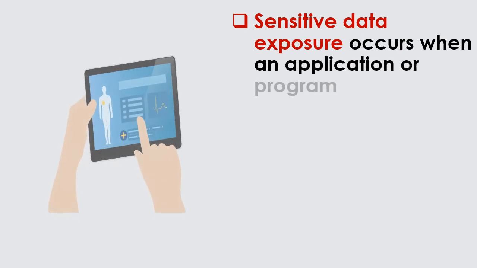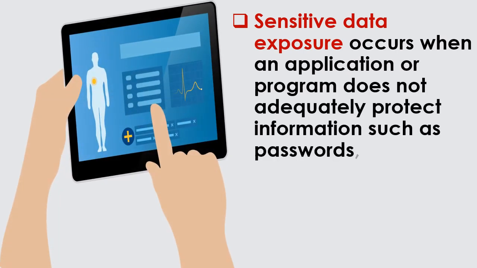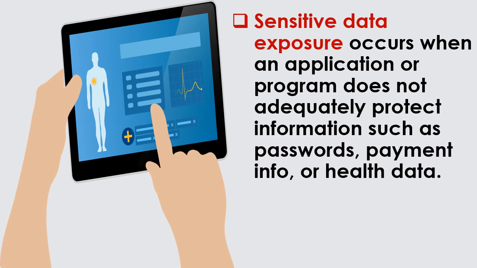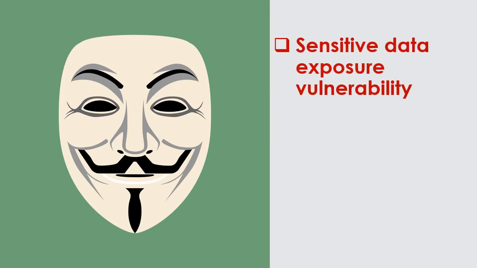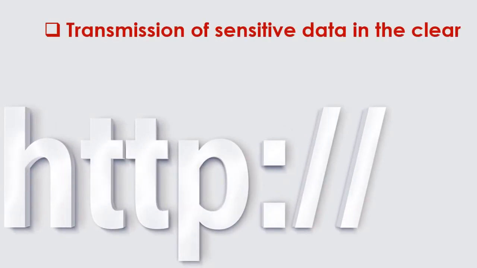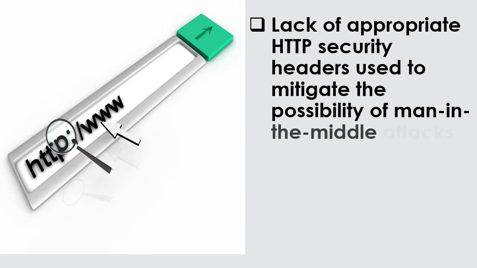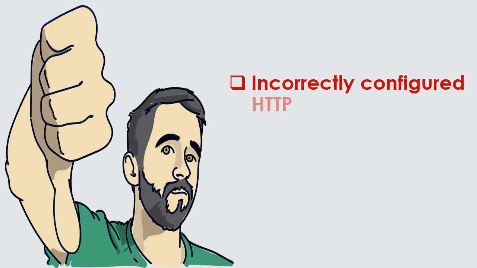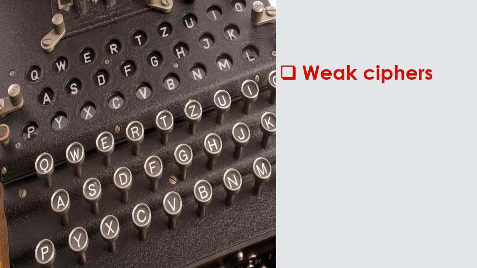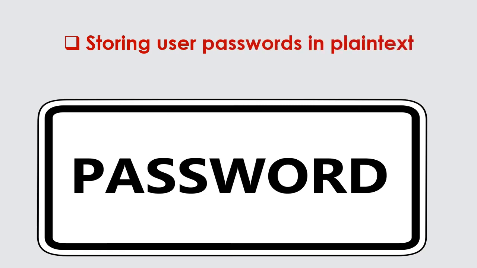Sensitive data exposure occurs when an application or program does not adequately protect information such as passwords, payment info, or health data. Sensitive data exposure vulnerabilities: transmission of sensitive data in the clear. Lack of appropriate HTTP security headers used to mitigate the possibility of man-in-the-middle attacks. Incorrectly configured HTTP headers. Weak ciphers. Storing user passwords in plain text.